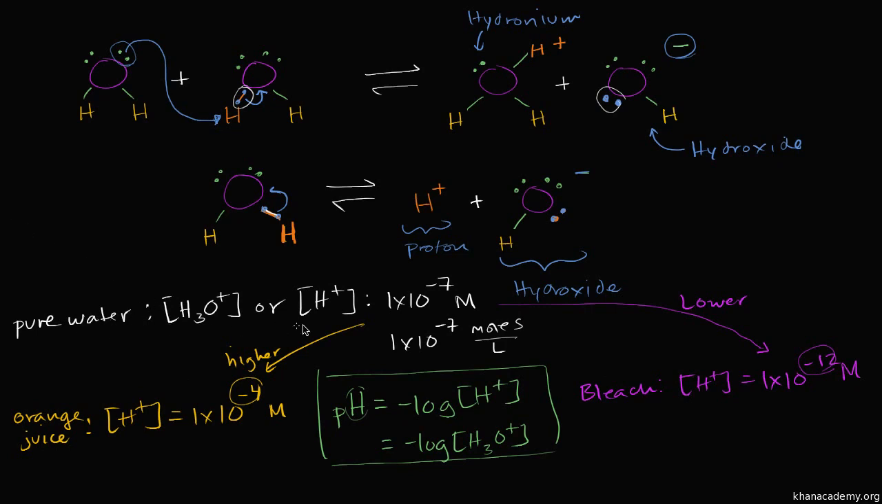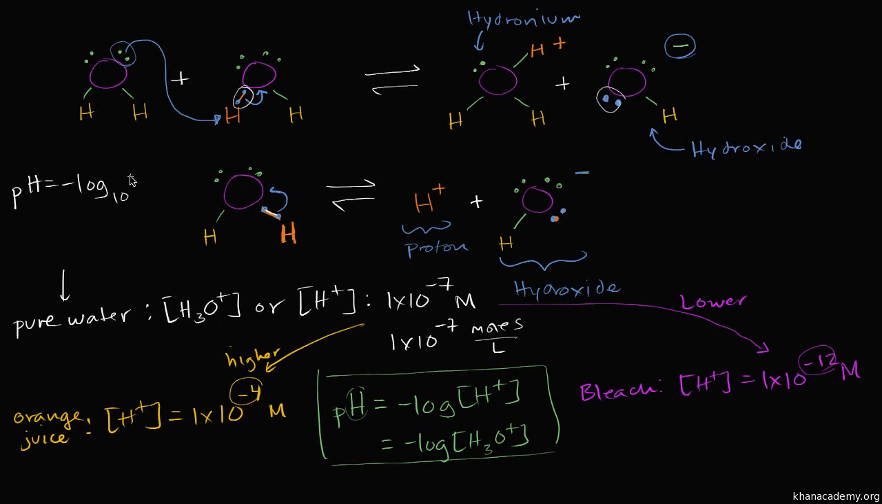Well, the pH of this pure water is going to be the negative log, and I'll write the base 10 there just because that's assumed, of its hydrogen ion concentration, which is 1 times 10 to the negative 7 molar. And we want molarity right over here.